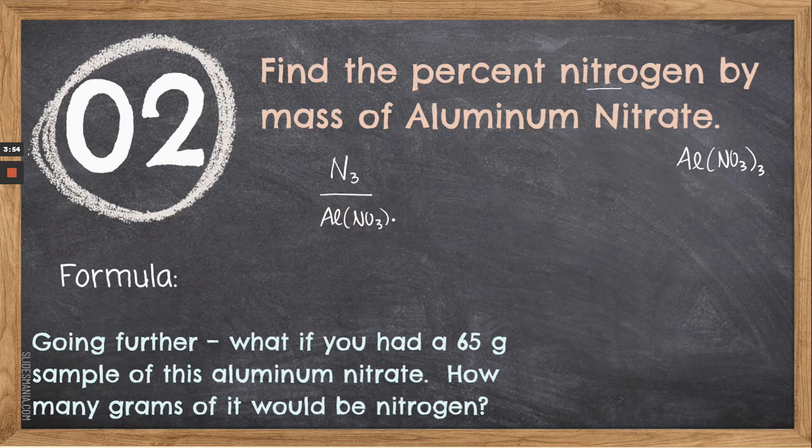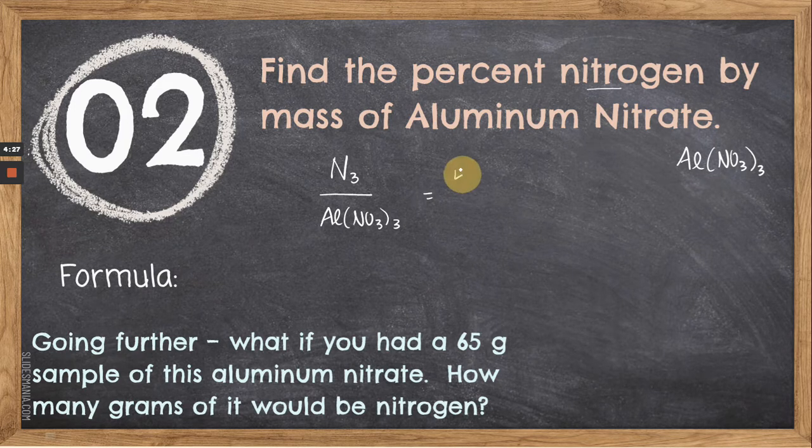all of the aluminum nitrate. So again, you're going to need your periodic table a lot in this unit. So we're going to look up our molar masses so that we can add them here. So I know that nitrogen is 14.01. So that times 3.